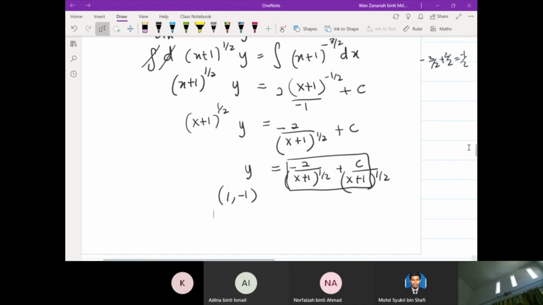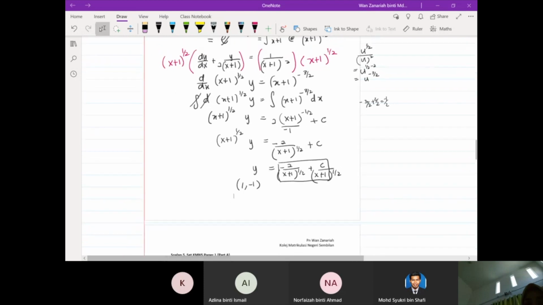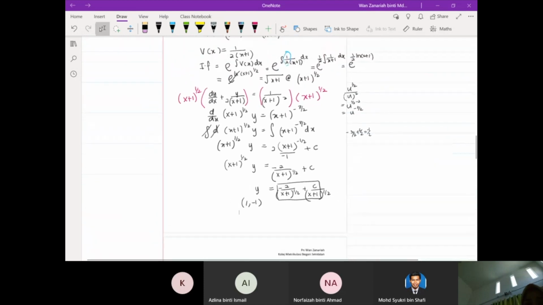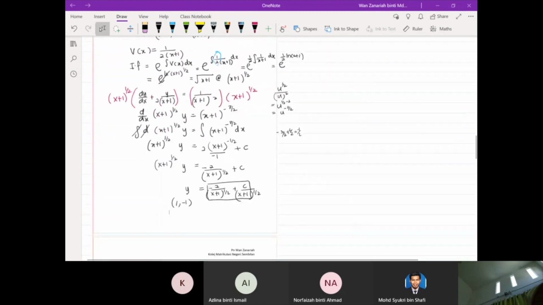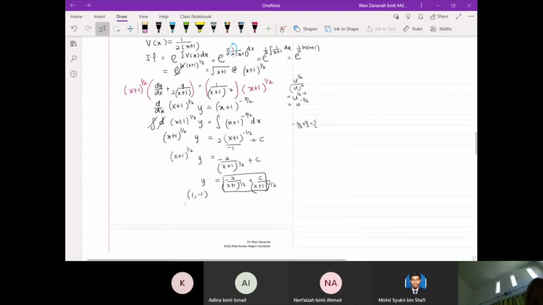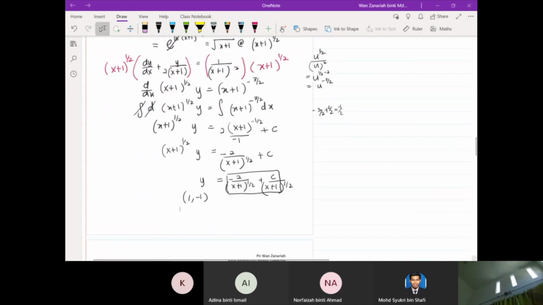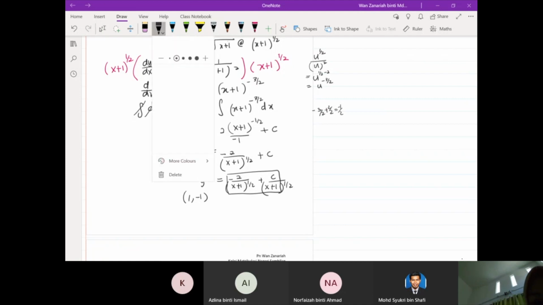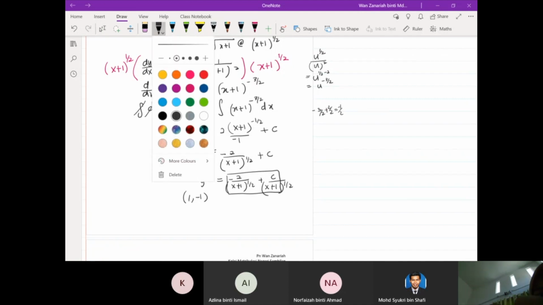let me zoom out a bit, zoom out a bit, so that students can see the whole process. Okay, when we substitute we will get c equals 0. After you substitute you will get c equals 0.